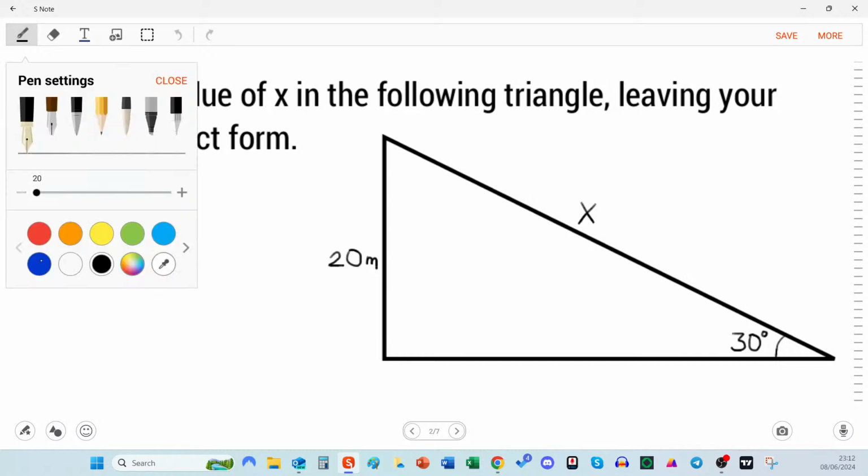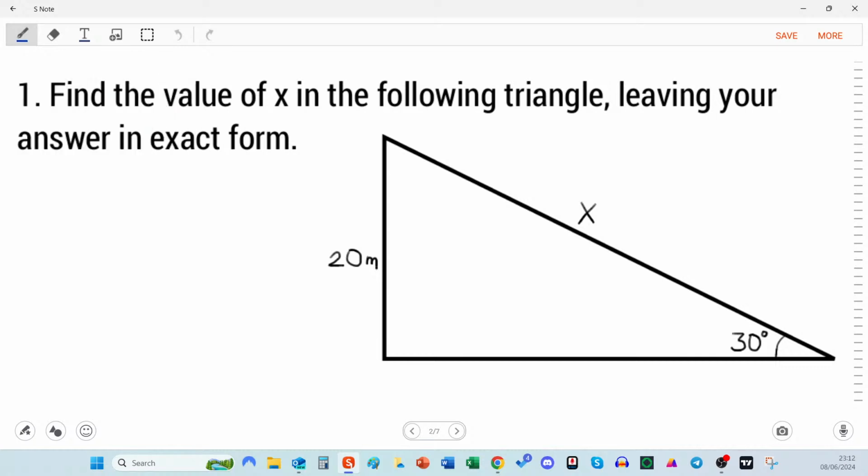Let's look at some of these questions. Find the value of x in the following triangle, leaving your answer in exact form. So when it says in exact form, it means we don't want any decimals. Now in the old days, your calculators, and maybe you've still got one like this, would only give you decimal form. So here, using a calculator would not give you an advantage. The calculator would give you decimal. Okay, that's the old days.